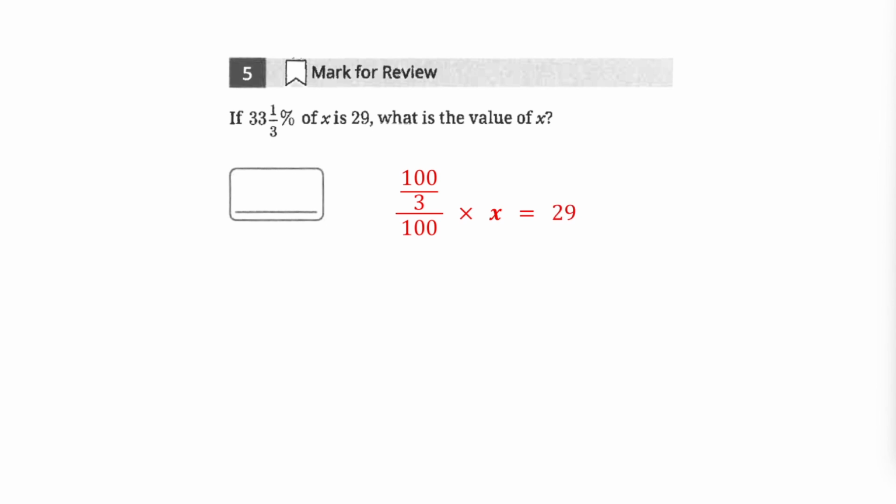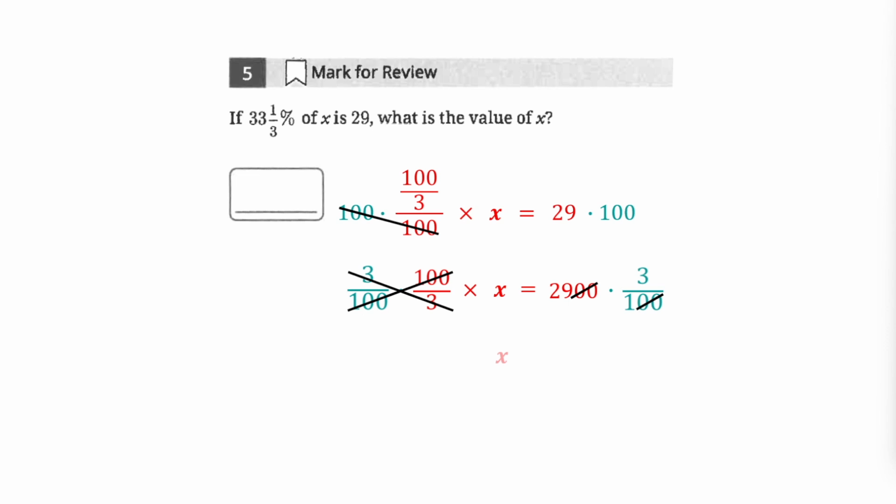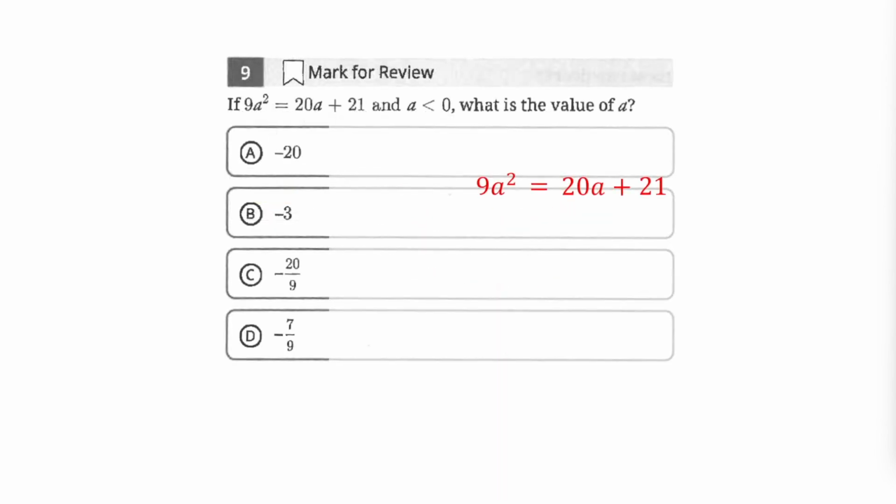To solve for x, multiply both sides by 100. Then you get 100/3 times x equals 2900. To isolate the variable, use the multiplicative inverse to cancel out the 100s and the 3s. On the right, you can cancel out the two zeros they have in common. x is now all by itself. 29 times 3 is 87. Therefore, x equals 87.